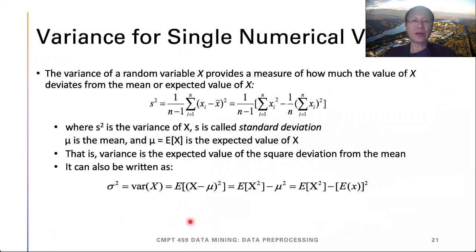If we need to handle a random variable, which is a numerical variable, then we know that the variance of a random variable x can provide a measure of how much the value of x deviates from the mean of the variable x. So the variance can be calculated in this way, and we explained this in the previous lecture on getting to know the data.